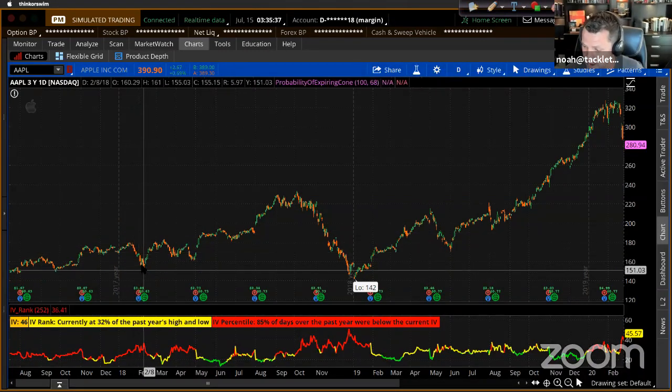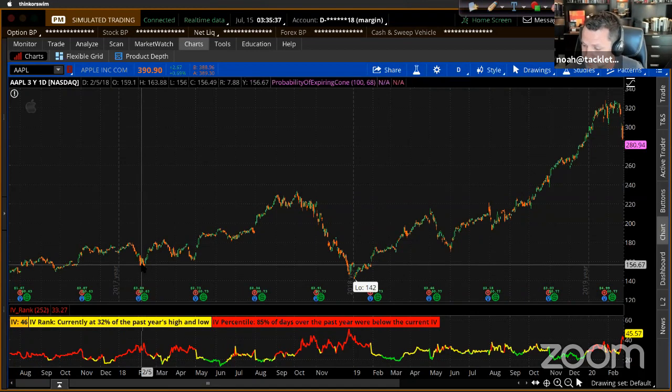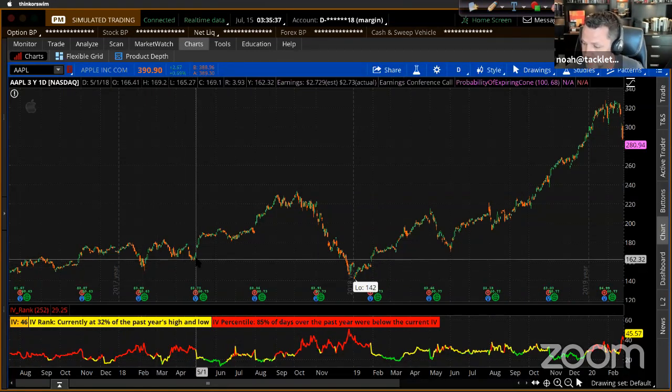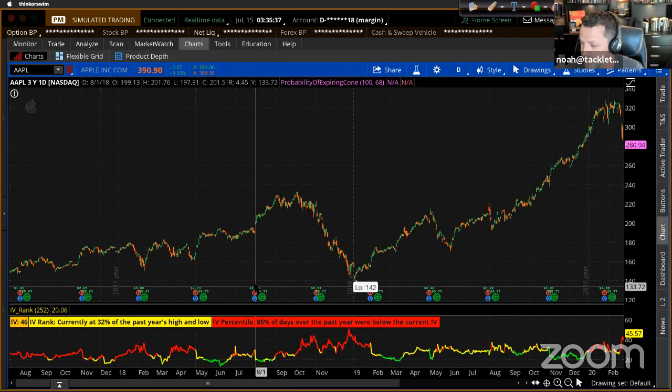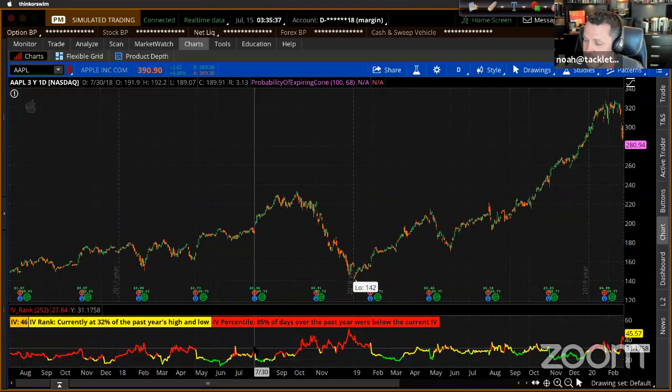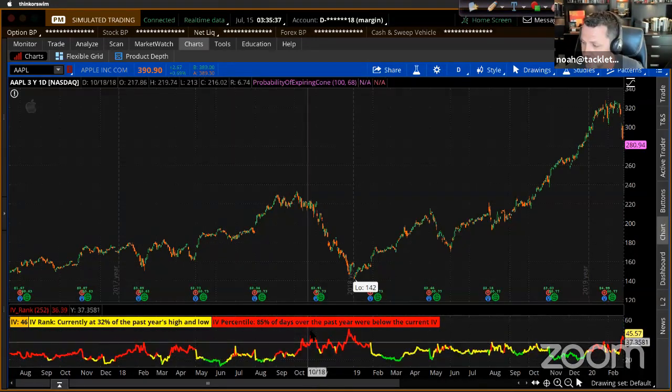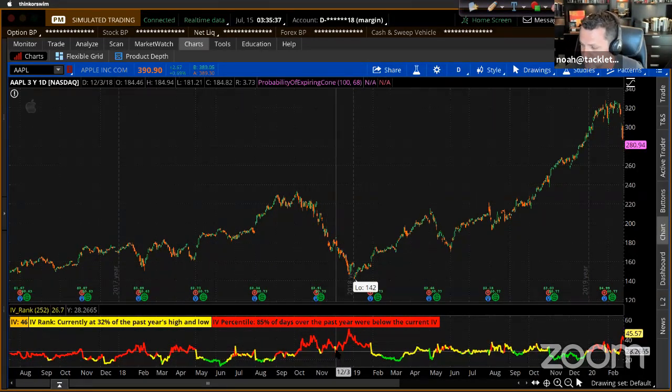Here's where it moved down back in February of 2018. And then by April 2019, it was moving up. Okay, move forward again, quarter over quarter, you'll see that implied volatility rises into earnings, drops afterwards. Rises into earnings, drops afterwards.